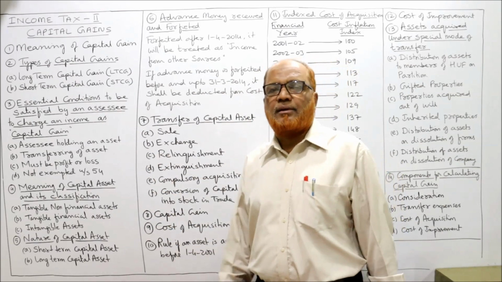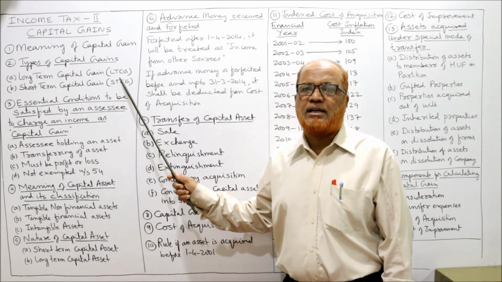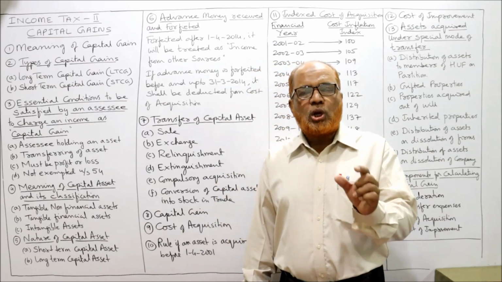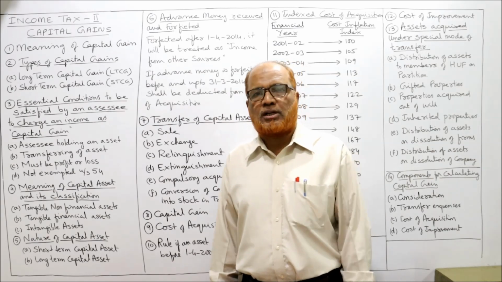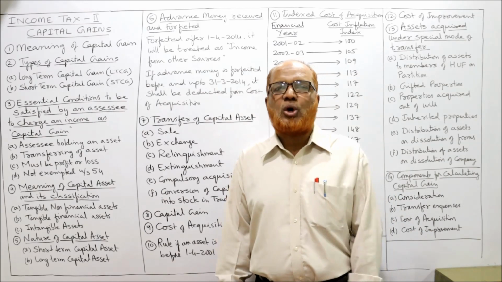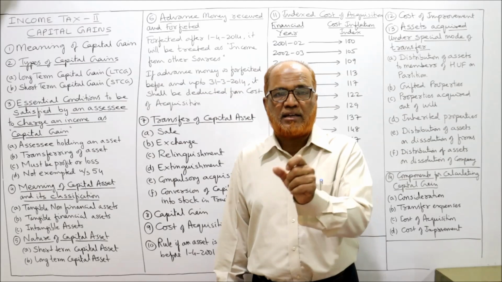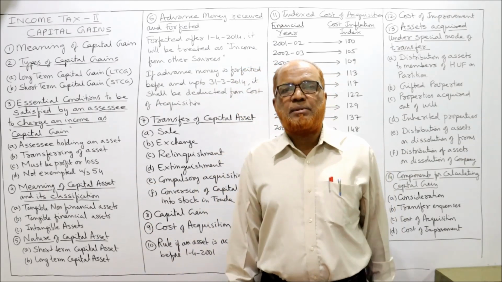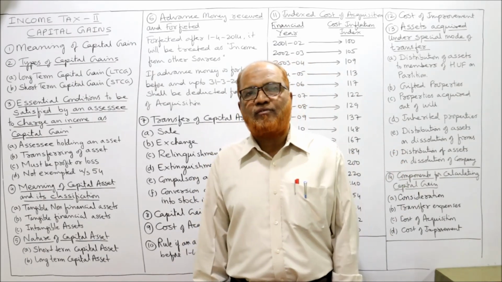We broadly divide capital gain into two types: long-term capital gain, LTCG, and short-term capital gain, STCG. The tax liability will be different for each. Long-term capital gain is taxed at a flat rate of 20% for the current assessment year, which means 2019-20. So LTCG is taxable at a flat rate of 20% plus surcharge plus health and education cess of 4%.